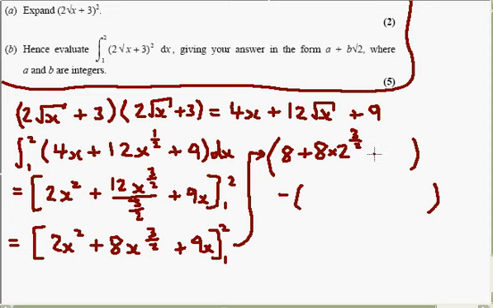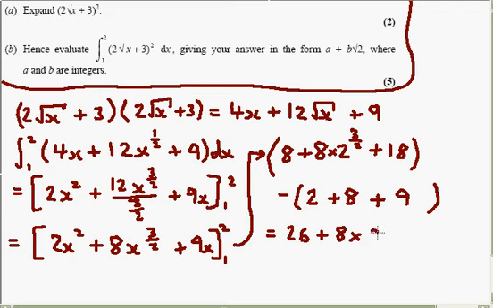and I've got 9 times 2 is 18, and I do the same when x is 1, so I get 2 plus, well, 1 to the 3 halves is just 1, so that's plus 8, plus 9 times 1 is 9, so this is equal to 26 plus 8 lots of 2 to the 3 halves. And in this bracket I've got 19, so I'm taking away 19.